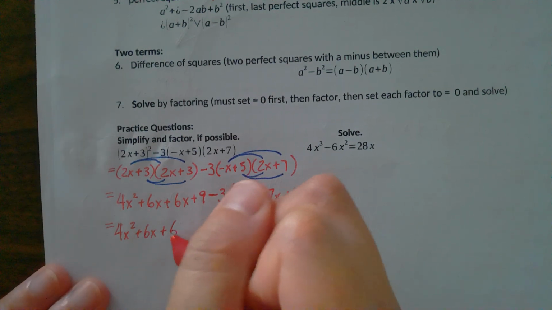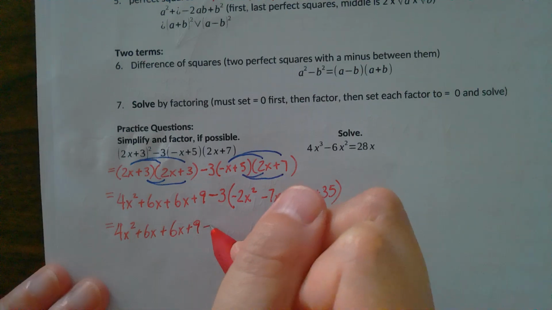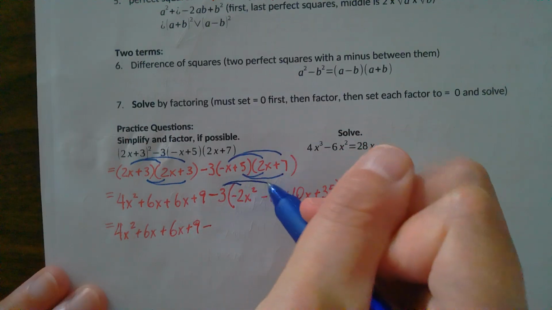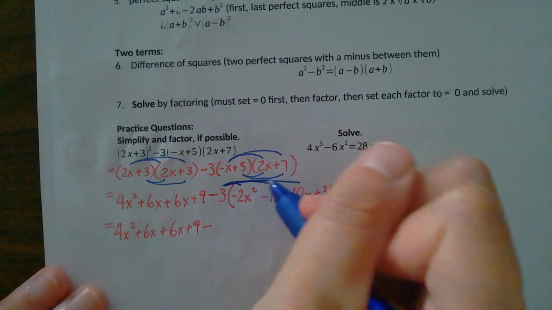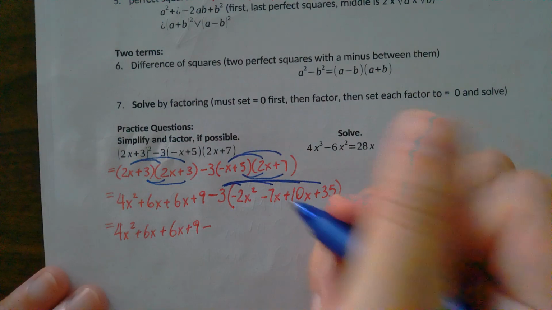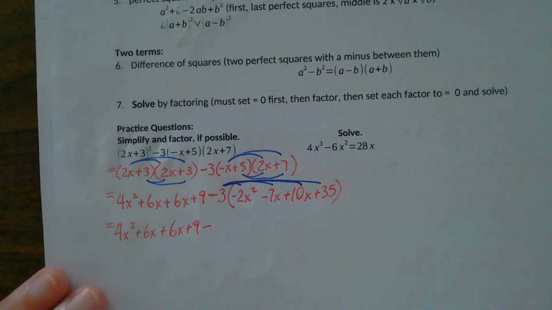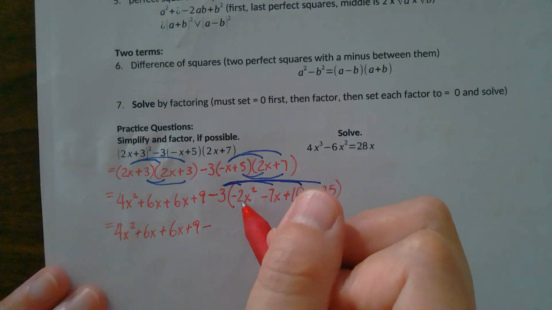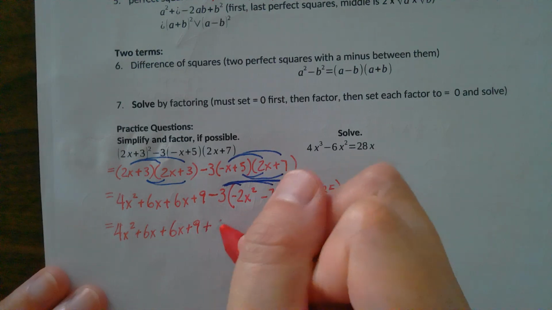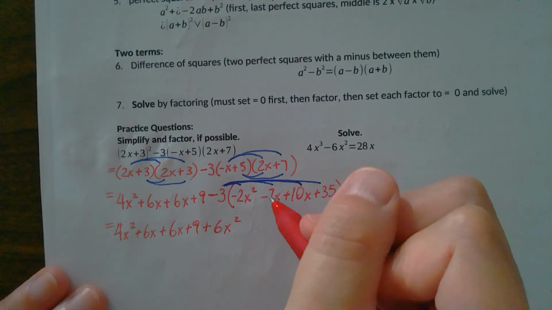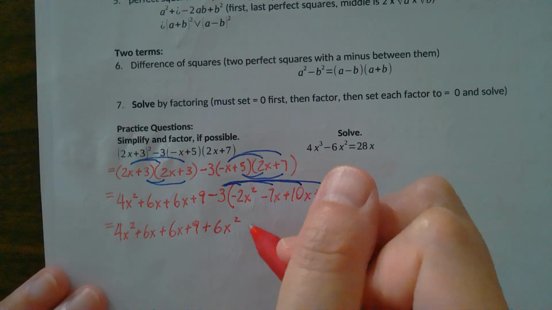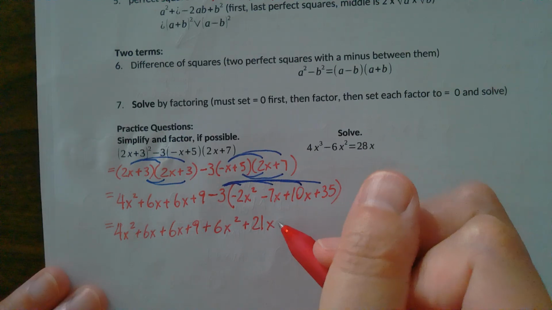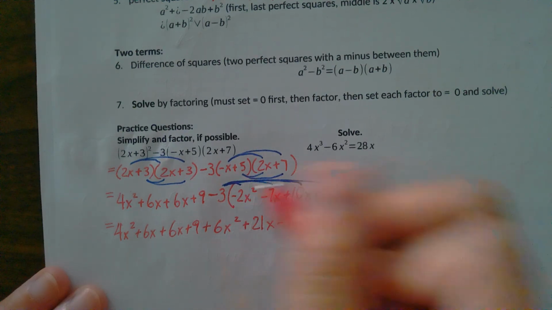I'll write down all this. Now you're multiplying. Remember, you're distributing that -3 to everything inside the bracket. You could simplify it first before you do that. Doesn't matter, you should get the same answer. So what's -3 times -2? 6. So plus 6x squared. -3 times -7x, plus 21x. -3 times 10x, -30x. And then -3 times 35.